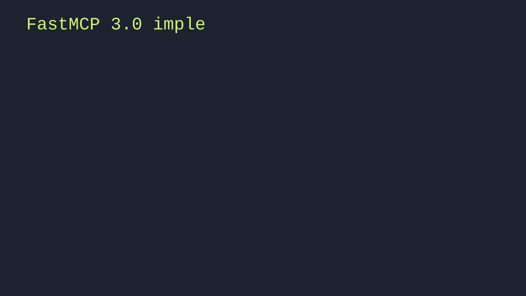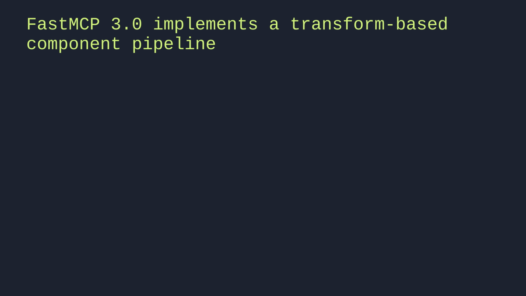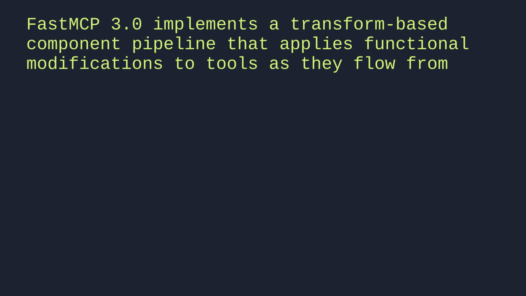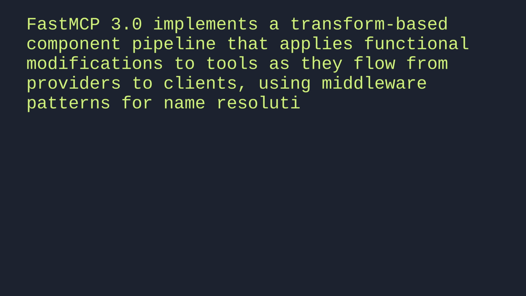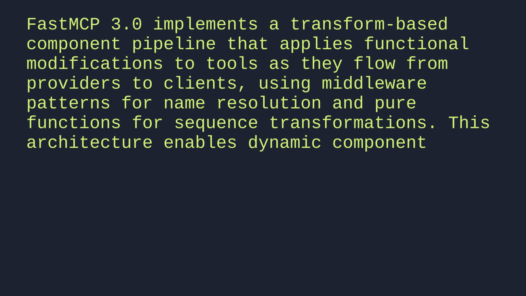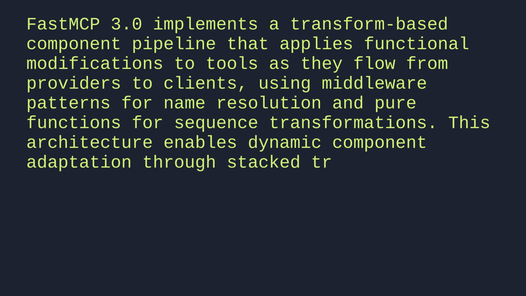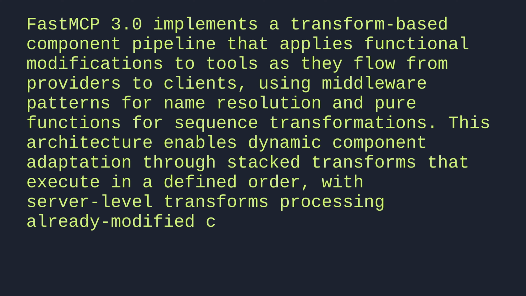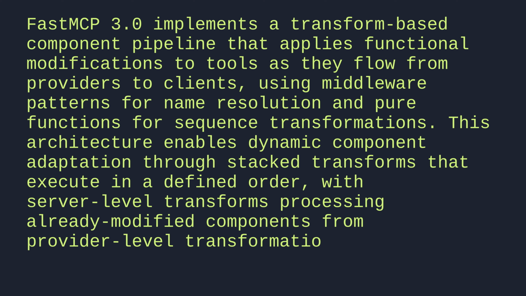FastMCP 3 implements a transform-based component pipeline that applies functional modifications to tools as they flow from providers to clients, using middleware patterns for name resolution and pure functions for sequence transformations. This architecture enables dynamic component adaptation through stack transforms that execute in a defined order, with server-level transforms processing already modified components from provider-level transformations.